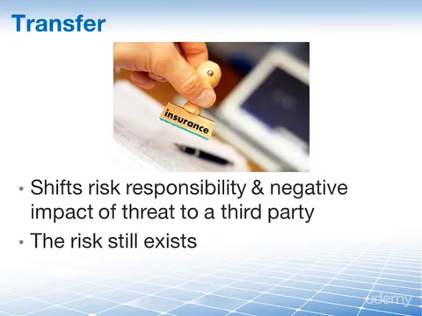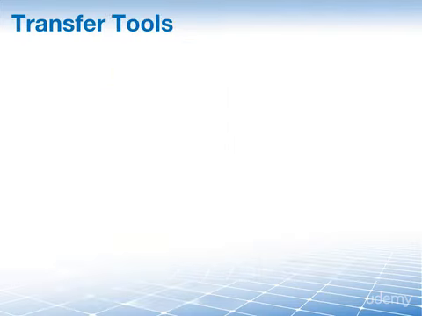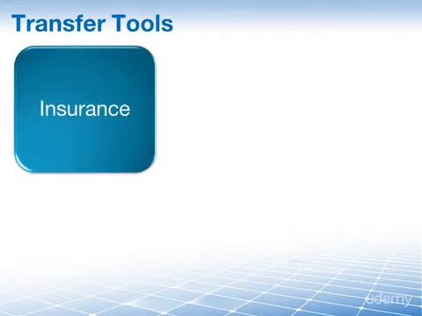But the risk is still there. It could still happen, but it's not happening to you anymore. It's happening to somebody else. There is a diverse number of risk transference tools, but some of the most popular include contractual agreements, insurance, and warranties. In the majority of the time, risk transference involves payment of a risk premium to the third party that assumes responsibility for the risk.